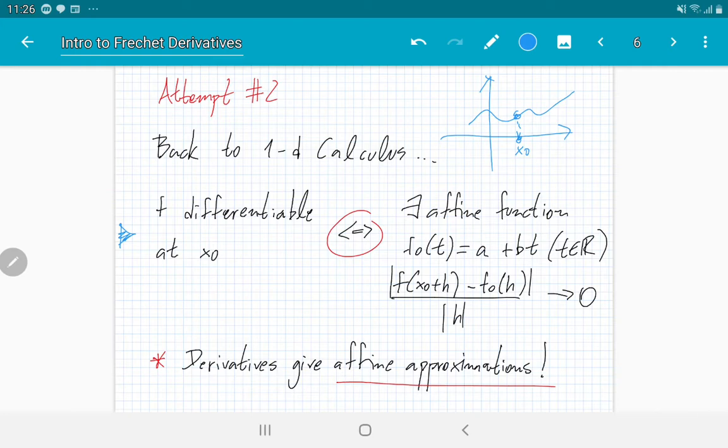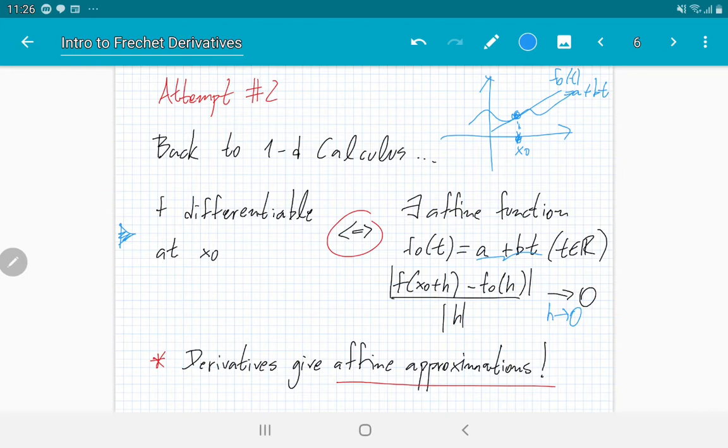So basically what this statement here is saying is that a function is differentiable at a point if it has a good affine approximation at that point. What's an affine approximation? An affine function is a function that's given by a straight line, right? Whose graph is a straight line. So of the form a plus b times t. And f is differentiable at x0 if there is an affine function l such that if I look at f of x0 plus h and I subtract l of h, divide by h, this goes to 0 when h goes to 0.